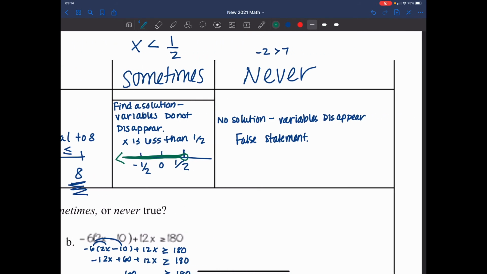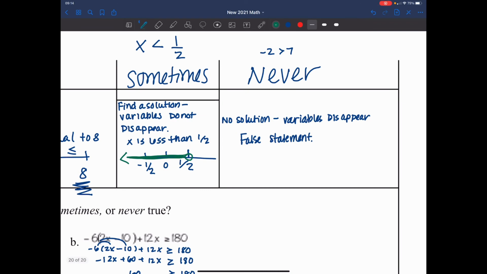And then let's look at a solution where it's never true. So this is going to be for negative 2 is greater than 7. And we want to say this is never true or a false statement. And it's no solution. And then the variables disappear. So no solution, variables disappear.